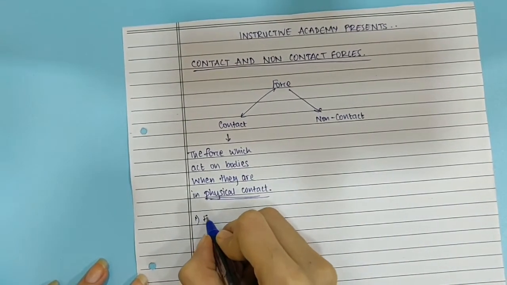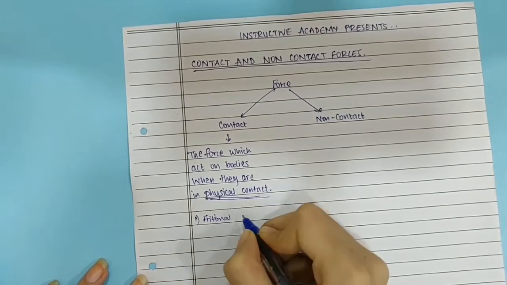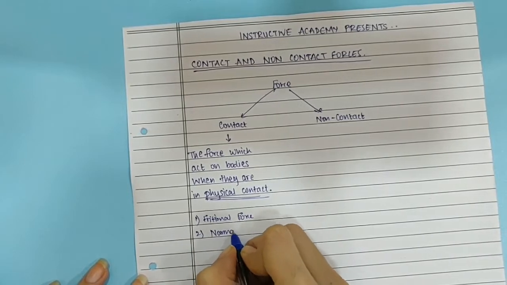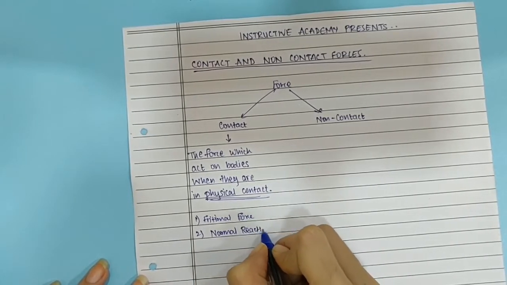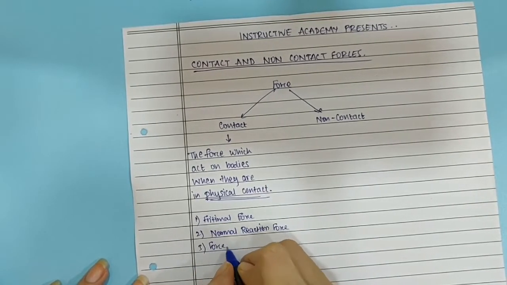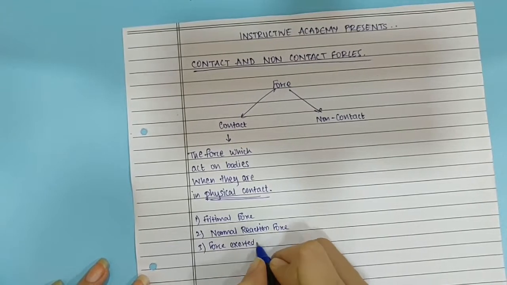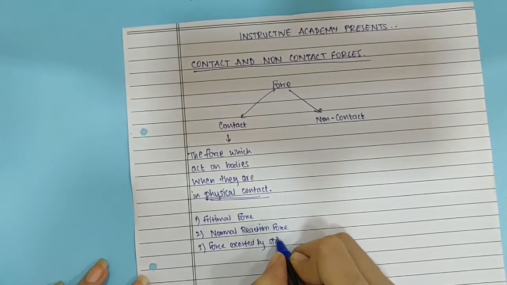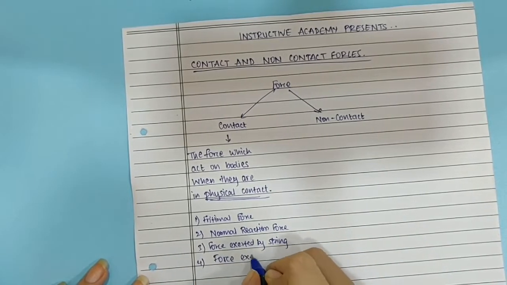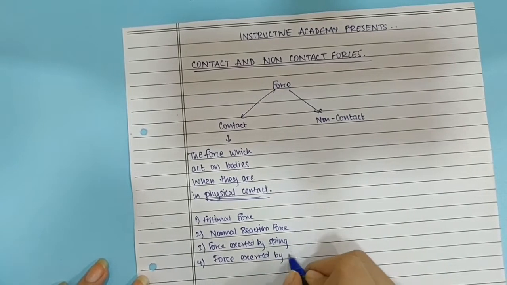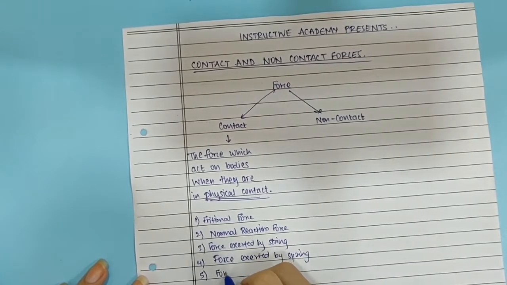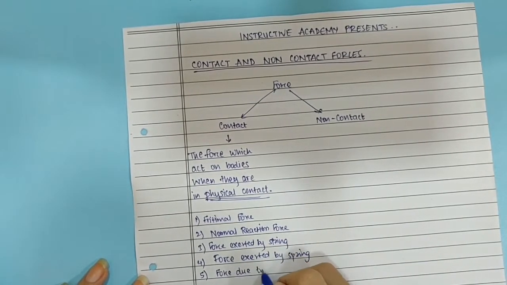First one, frictional force. Second, normal reaction force. Third, force exerted by a string. Fourth, force exerted by a spring. And the fifth one, force due to collision.